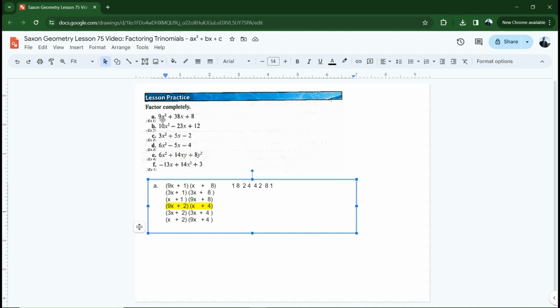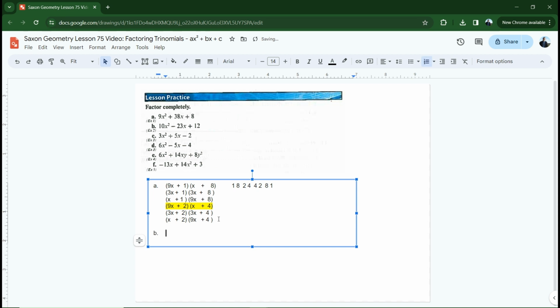When I multiply this out again, let's just double check all of it. It's going to be 9x times x is 9x squared plus 36x plus 2x. That gives me plus 38x plus 8. I found it. I set up these other ones, but there's no need to even try them because there's only going to be one that works, and I found the one that works. I can move on to letter B.